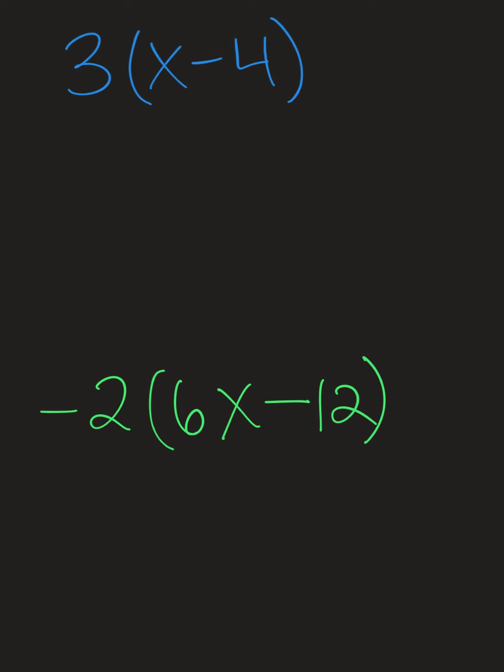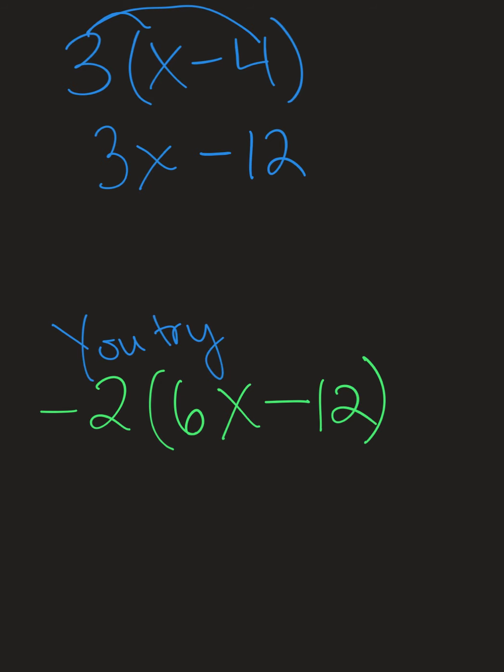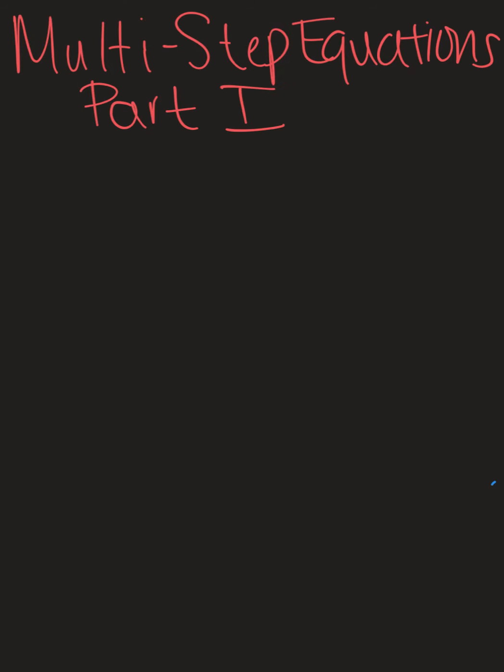So in this example here at the top, we have 3 times the quantity x minus 4. I would multiply 3 times x, which is 3x, and 3 times minus 4, which is negative 12 or minus 12. Now, I want you to try the negative 2 times the quantity 6x minus 12. Pause your video now and check in with Mrs. Jackson or with a peer to see if your answer is correct.